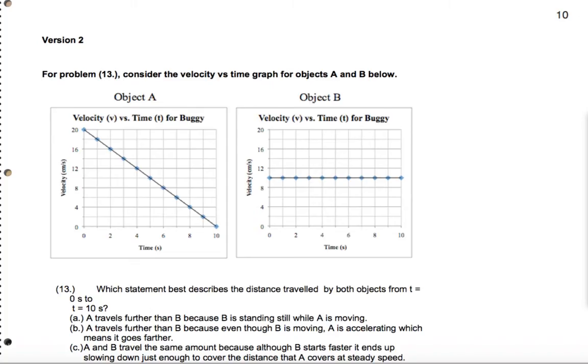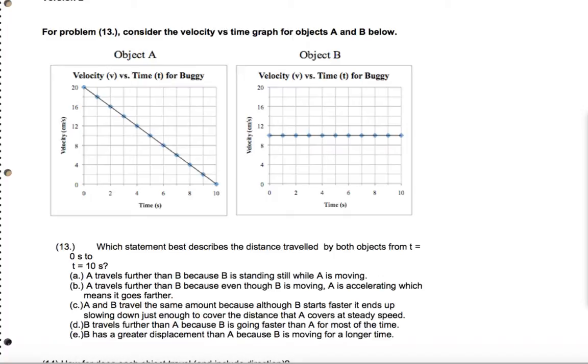All right, number 13. So we have 2 buggies, and we want to know how the distance compares for how they traveled. So let's actually get the area here. The area is going to be 1/2 base times height, because that's how you get the displacement, the net amount traveled, when you have a velocity versus time graph.